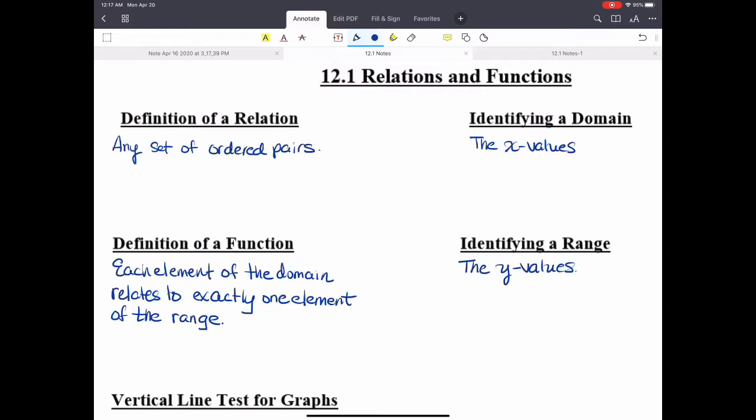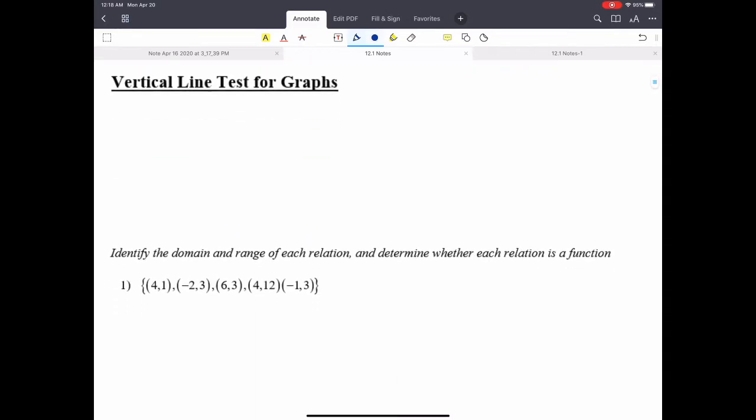The definition of a relation is any set of ordered pairs. Anything that you see where there's an x and a y is going to be considered a relation. Now, a function is a type of relation, so you can almost make a flow chart. A function is a type of relation where each element of the domain relates to exactly one element of the range. Vertical line test, I'm going to skip that.